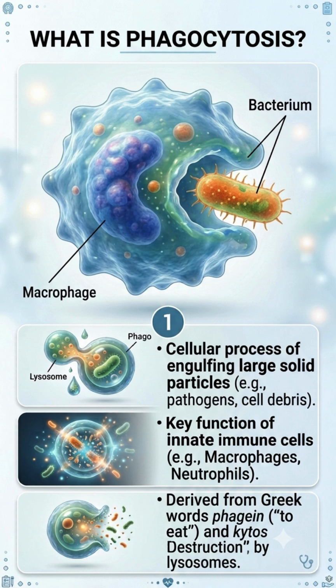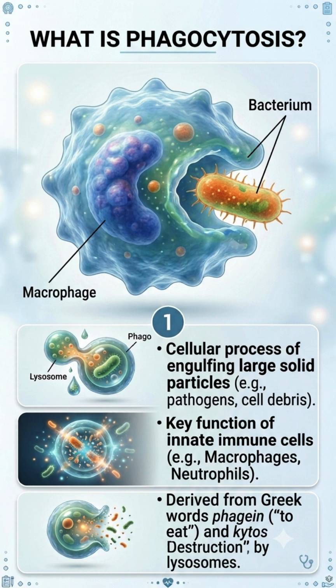What is phagocytosis? Think of it as the cellular version of eating. Phagocytosis is the cellular process of engulfing large solid particles, like invading pathogens and cell debris. It's a key function of our innate immune cells, such as macrophages and neutrophils. In the main illustration, you can see a large macrophage reaching out to trap and swallow a bacterium.